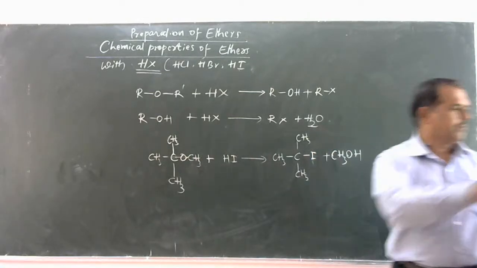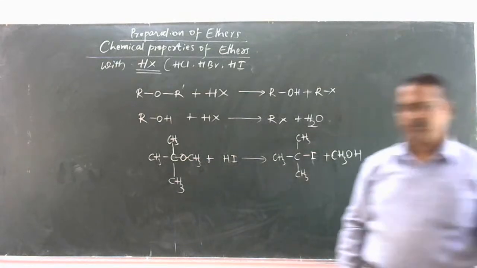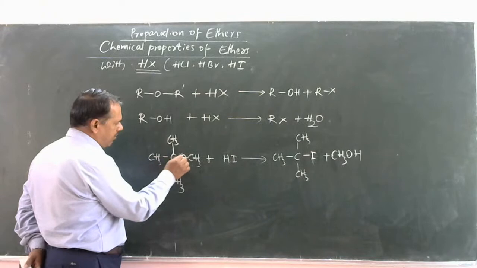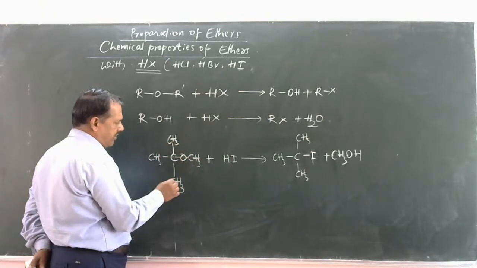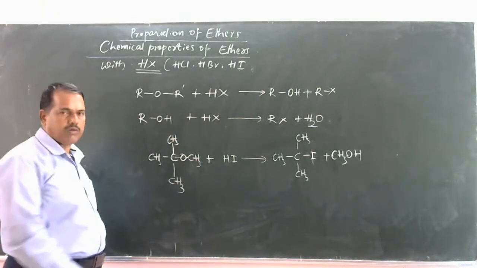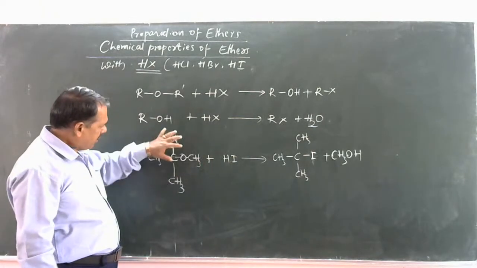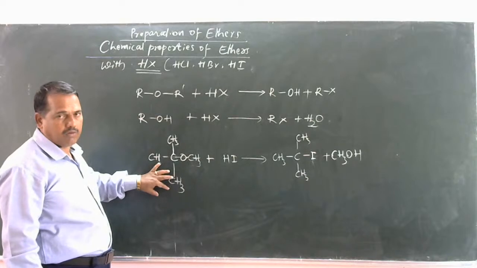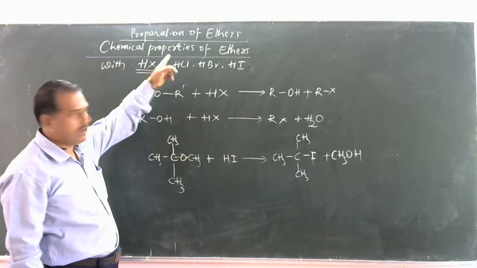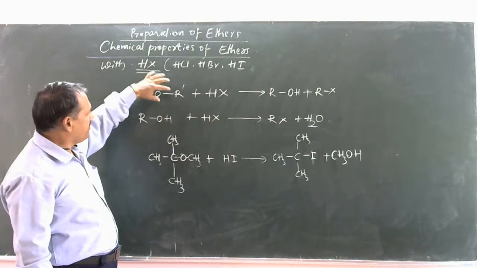I will repeat again. CH3, COCH3, CH3, which is tertiary butyl methoxide. Are you clear? Methoxy tertiary butyl. When it reacts, it is a tertiary ether. If you go for this, it is nothing but a primary.